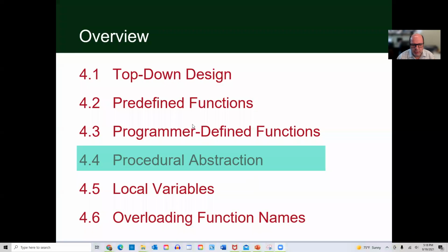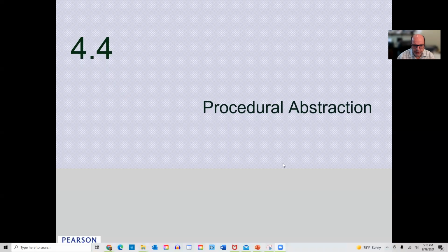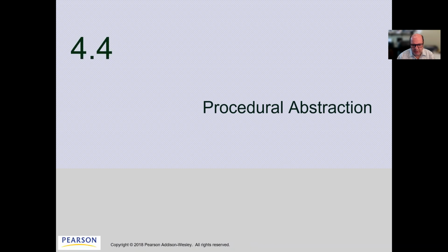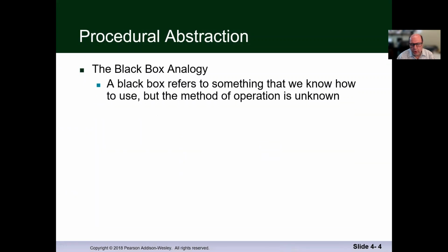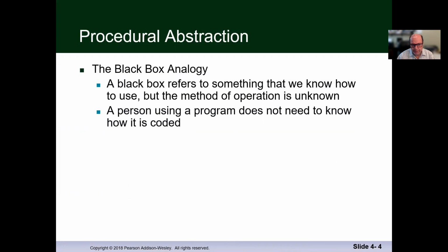Hi, we're going to be continuing talking about chapter 4 of the Savitch book. We are working on the procedural abstraction part of it. We just finished programming defined functions, and we're going to talk about procedural abstraction. So what is procedural abstraction? We start looking at it as a black box. So we don't know what's inside the box, but we know how to use it.